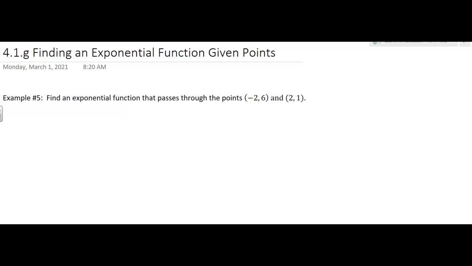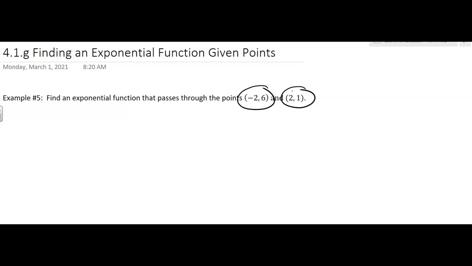So in this example, we want to find an exponential function, but they just give us some points. We don't have any information. Like in the last problem, we had deer and we knew what was going on in years and things like that. But here they just give us input, output. And so we want to look at that and see what we can do. It says find an exponential function that passes through the points (-2, 6) and (2, 1).